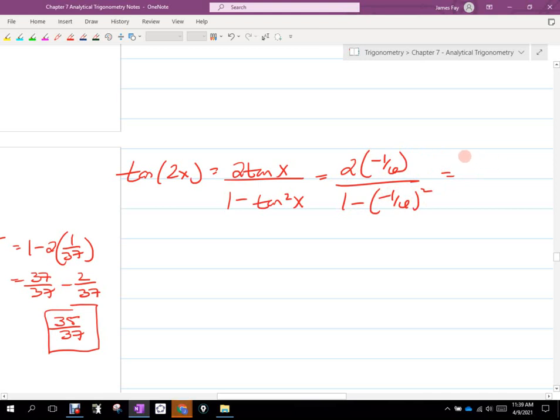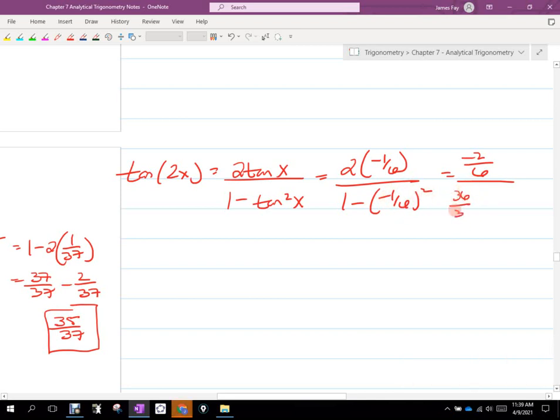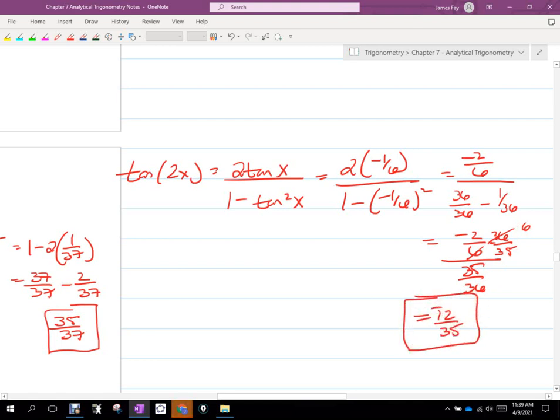So now I get negative 2/6 over, now this will turn into 1/36, right? So I have 36/36 minus 1/36. So it turns into negative 2/6 over 35/36, multiplied by the reciprocal, 36/35. Cancel, cancel, gives me 6. And I get negative 12/35 if I use my formula.